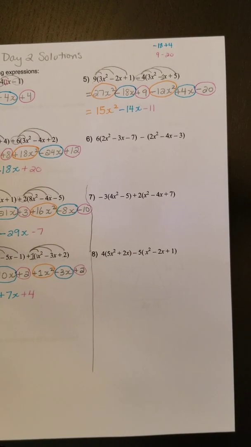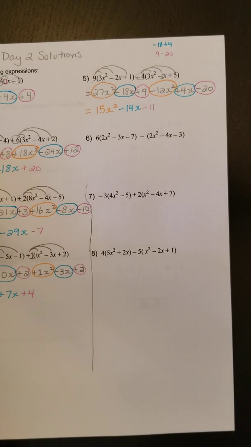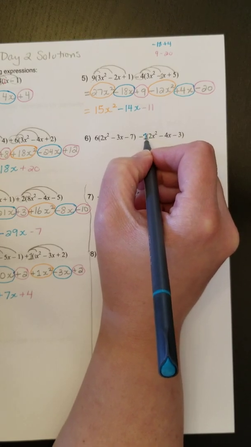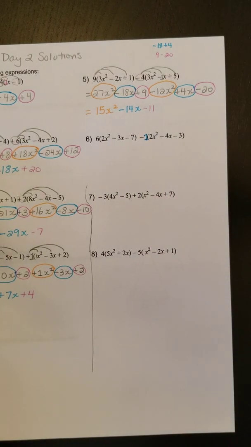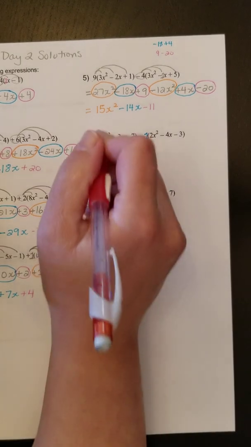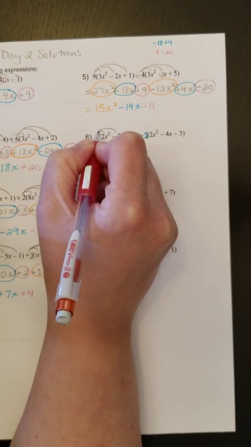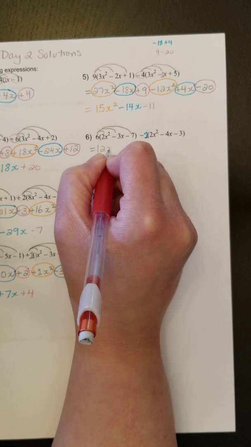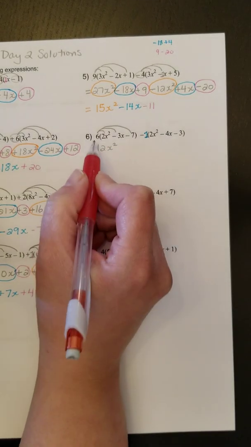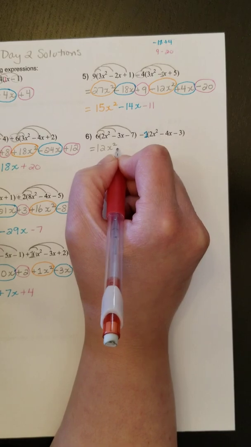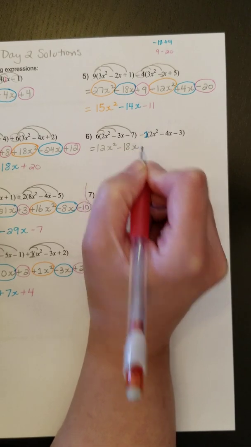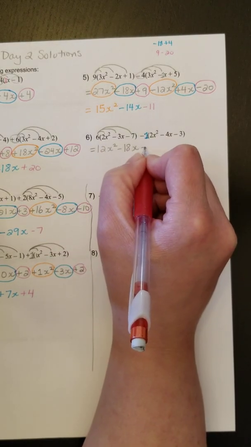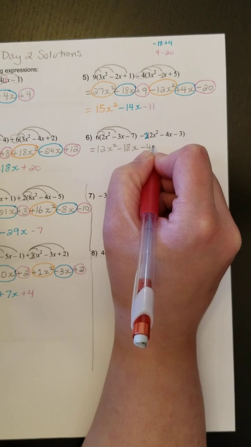For number 6, same strategy again, but you'll notice here, I don't have a number in front of the second bracket. And again, whenever you don't have a number, you always just put a 1. So we're going to multiply a 6 into the first bracket here. 6 times 2x squared, 6 times 2 is 12x squareds. Positive 6 times negative 3, positive and negative is negative 18, and then that has an x. Positive 6 times negative 7, positive and negative is negative, and then that's 42.